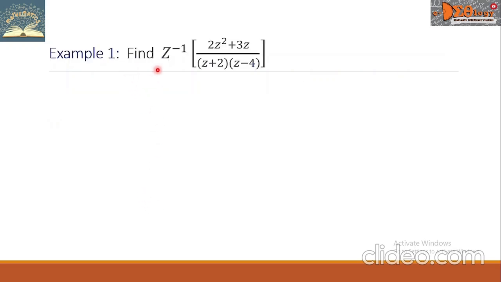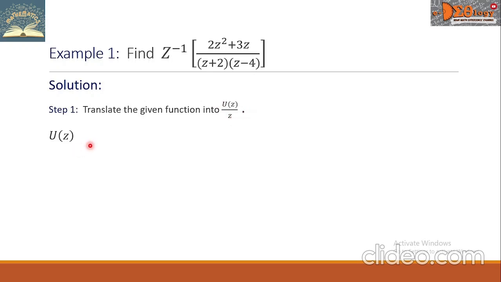Example 1. Find the inverse Z transform of the fraction 2Z squared plus 3Z all over Z plus 2 times the quantity Z minus 4. Step 1. Let us translate the given function into capital U of Z over Z. In this problem, the function capital U of Z is equal to this fraction. Please observe that in the numerator, there is a common factor, which is Z. Let us factor that out.